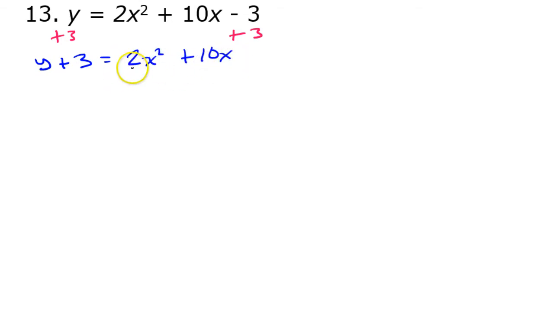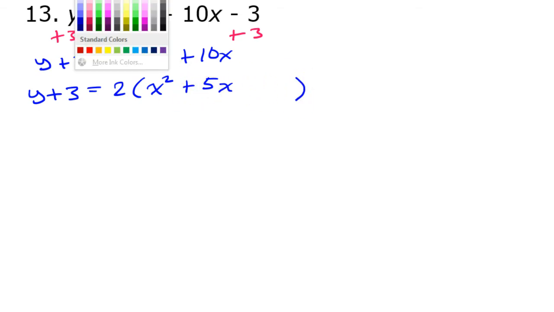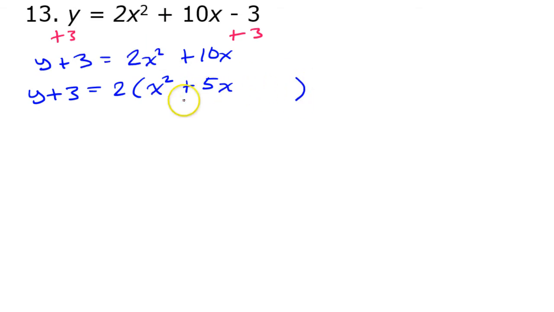Now, before I can complete the square, I need to factor out this 2 outside of the parentheses. So factoring the 2 out will leave me with x squared plus 5x. Now leave space to complete the square. Now you're about to see why I said this problem was a little bit tougher than the last few. We are going to have fractions.